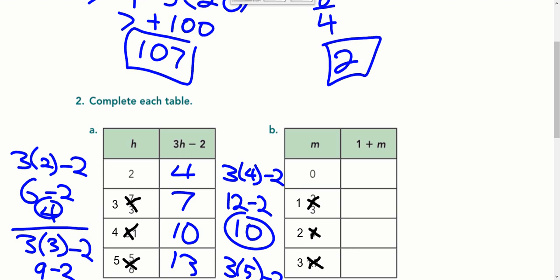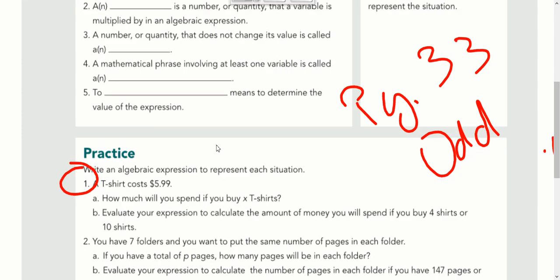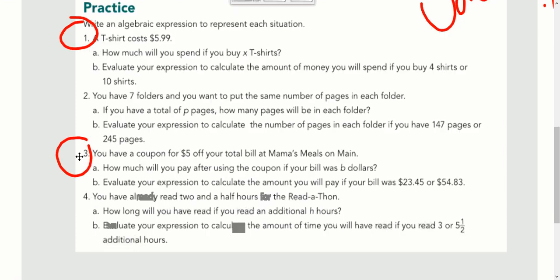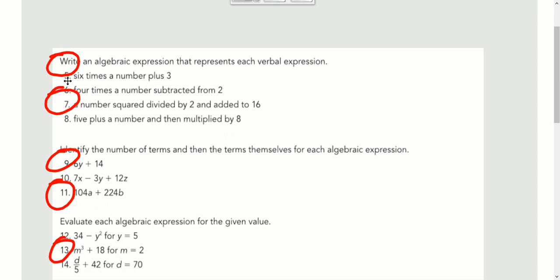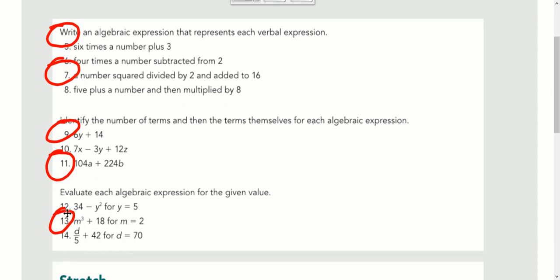Your assignment here is page 33. Do the odds, 1 and 3. Make sure you do A and B. And notice there's going to be 2 answers because they want 2 different situations. I want you to solve it for 4 shirts and for 10 shirts, both. Same with this, 2345 and 5485. And then on the other side, on page 34, I want you to do 5, 7, 9, 11, and 13.